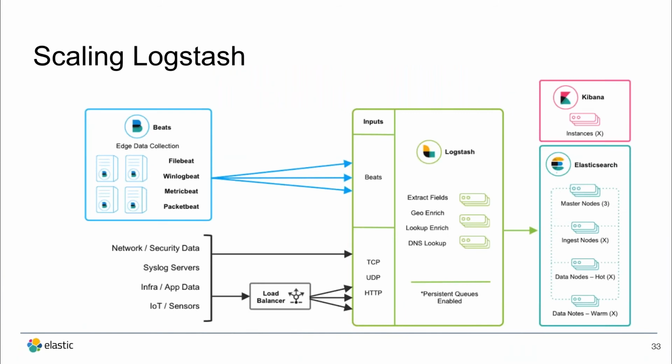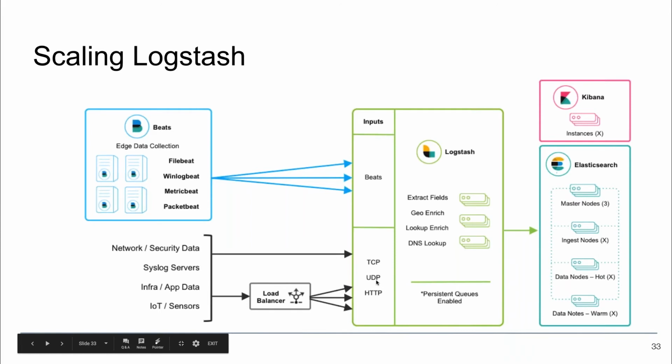So when you scale Logstash, what is the architecture that we recommend? These are some of the popular architecture patterns that we recommend when you have Logstash, which has several plugins like extract fields, geoenrich, lookup enrich. All these are several filter plugins that are there with Logstash. So you could directly use one of the beats to push this data, or you could also use a load balancer in between, which talks to an HTTP port on Logstash. But all of this comes with a caveat: persistent queues.